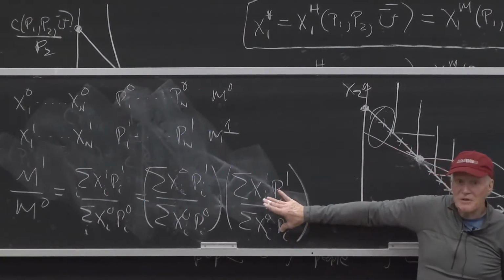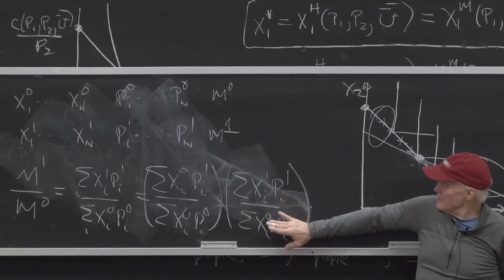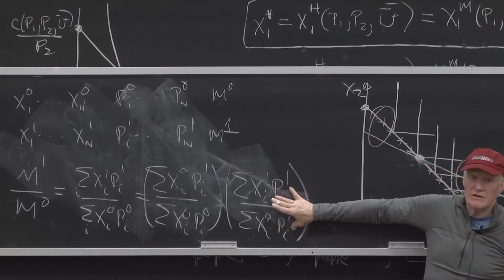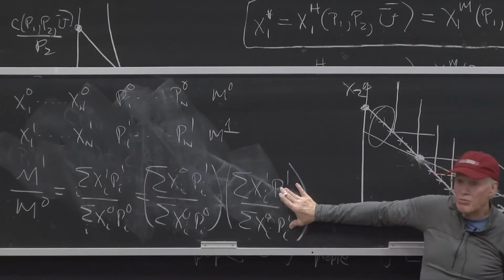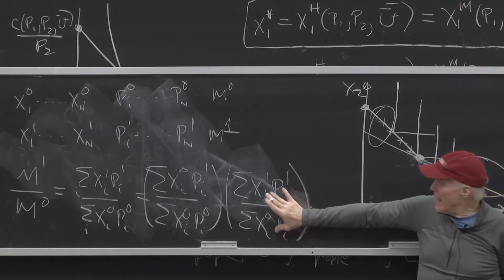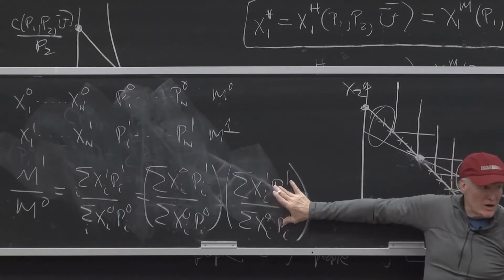This you see a little bit less, but it's important. This is what we call a quantity index. It's a quantity index because it's taking a fixed set of prices and valuing the two bundles at the same prices. Everybody understand that?